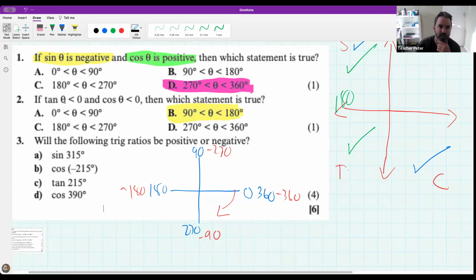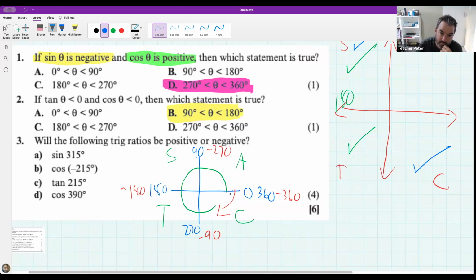So where is 315? 315 would get me into this quadrant. And you have to ask yourself, is sine positive or negative? Now, where is minus 215? Minus 215 would get me into that quadrant. So that's the blue one, and then this one was the green one. What about the red? Okay, 215. 215 gets me into that quadrant.